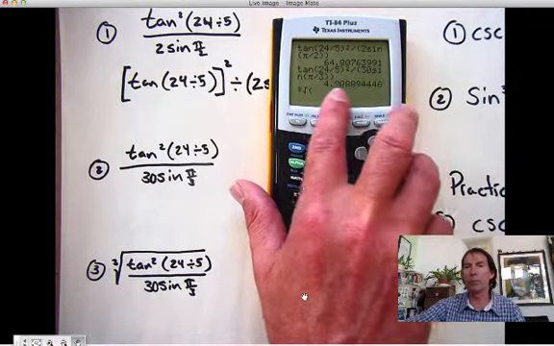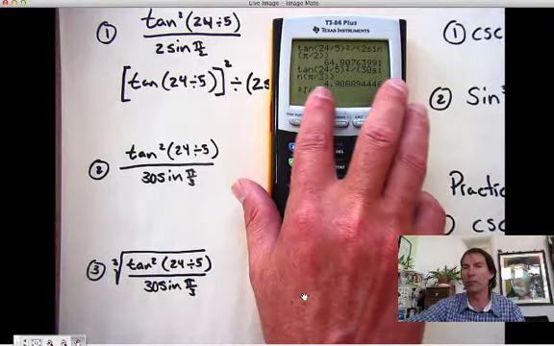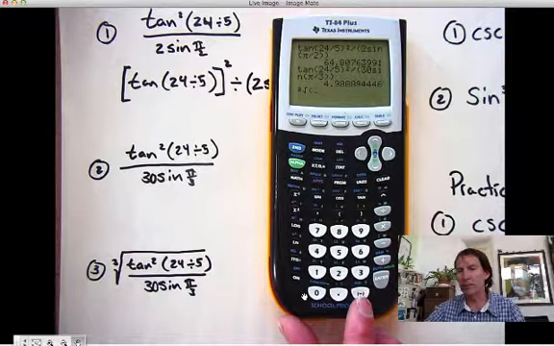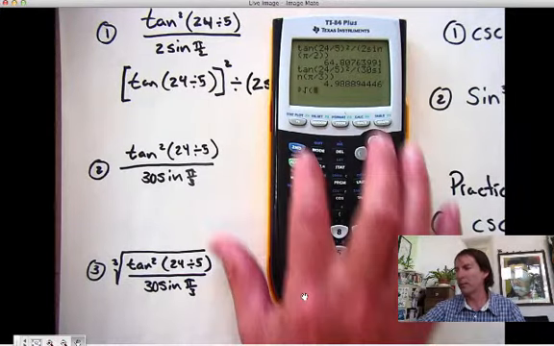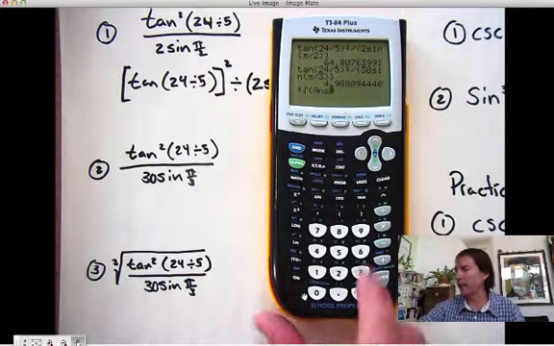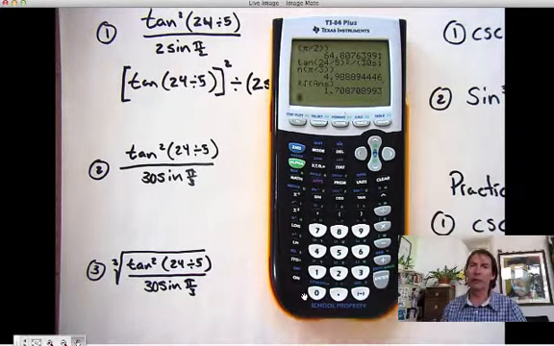Now it's really important because I may want to keep more decimal places. I don't want to lose any accuracy here. So I'm going to use the answer, which if you see is down by the negative button there. So I hit second and the negative button. That gives me the answer. Enter. And that's the cube root of my answer.